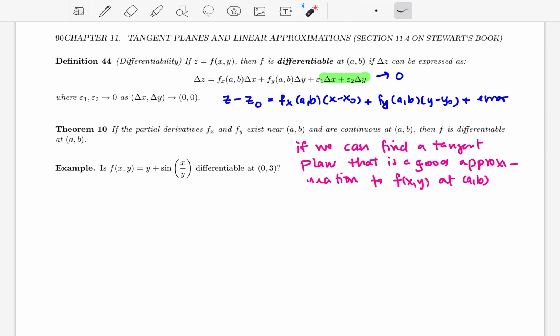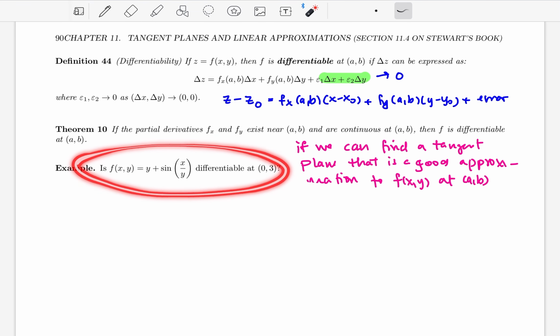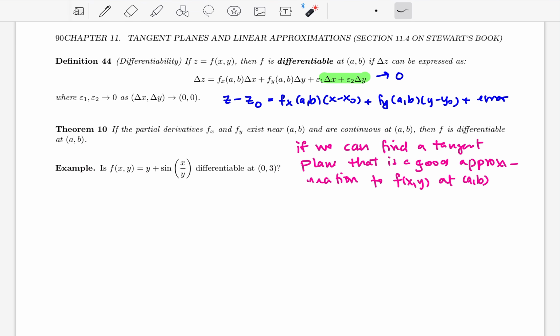Let's see. Is f of x, y equal to y plus sine of x over y differentiable at (0, 3)? Well, what do we need to show? In order for it to be differentiable, the partials have to be continuous. Not only defined, they also have to be continuous. All right, so I'm going to find them.